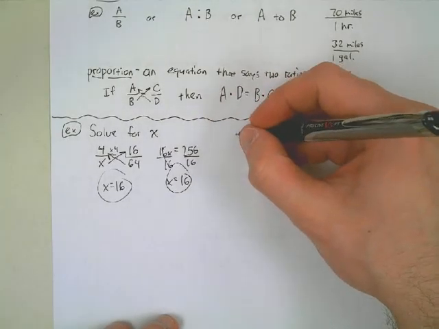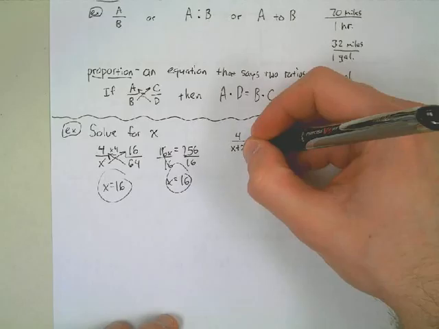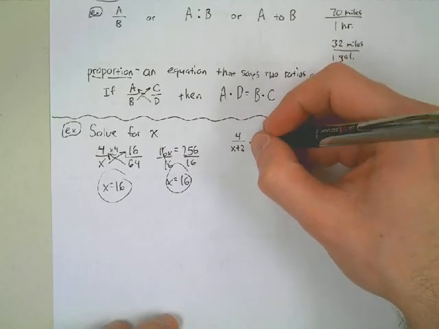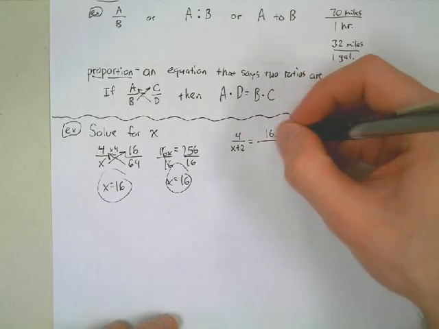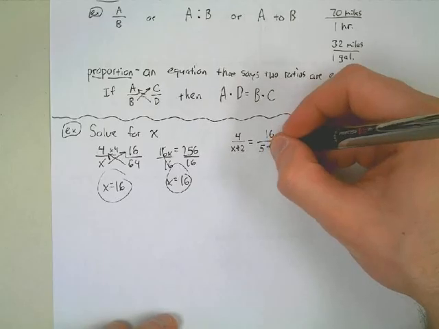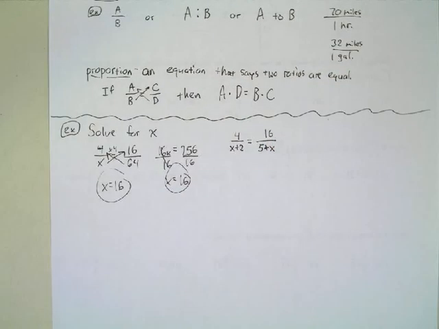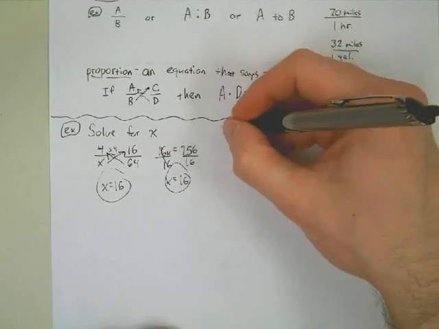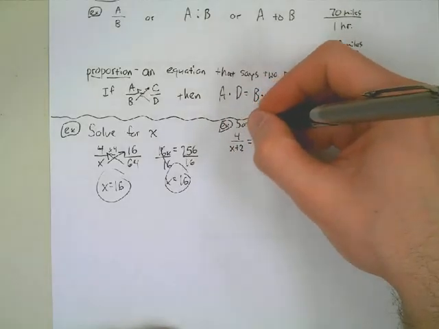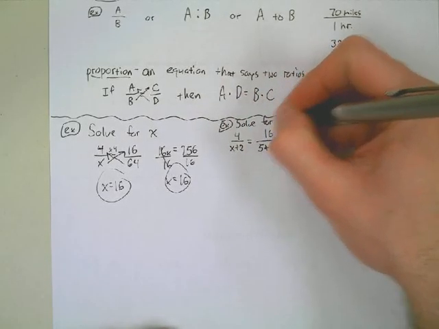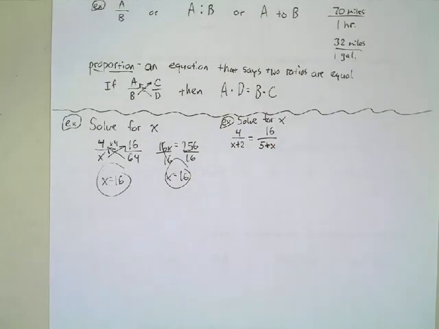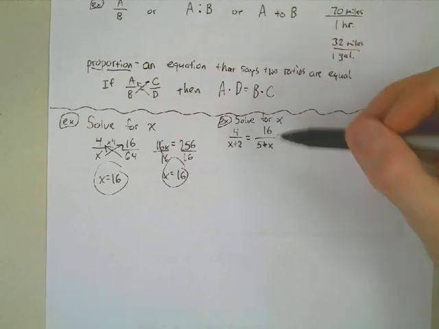All right, let's try another one. I'm going to change it up a little bit here. We'll say 4 over x plus 2 equals 16 over 5 plus x. Ooh, okay. Okay, so again, we have a proportion, right? A ratio equal to a ratio. Four over x plus two equals 16 over five plus x.